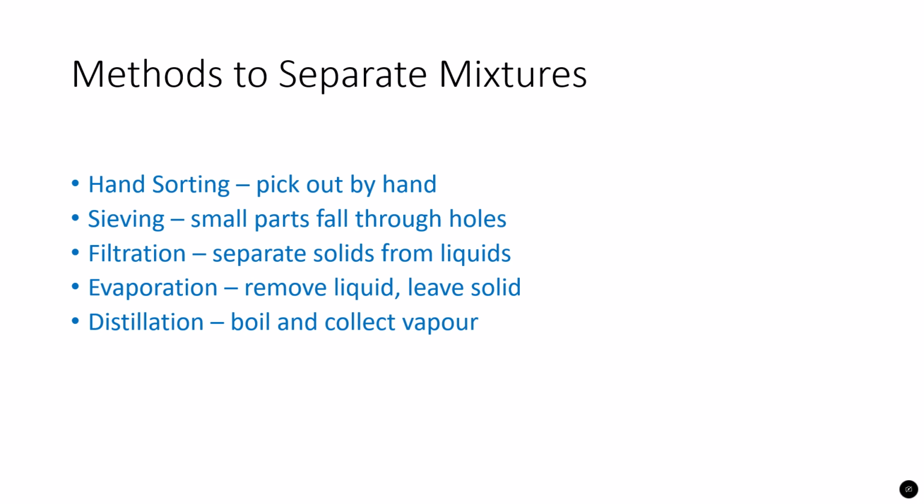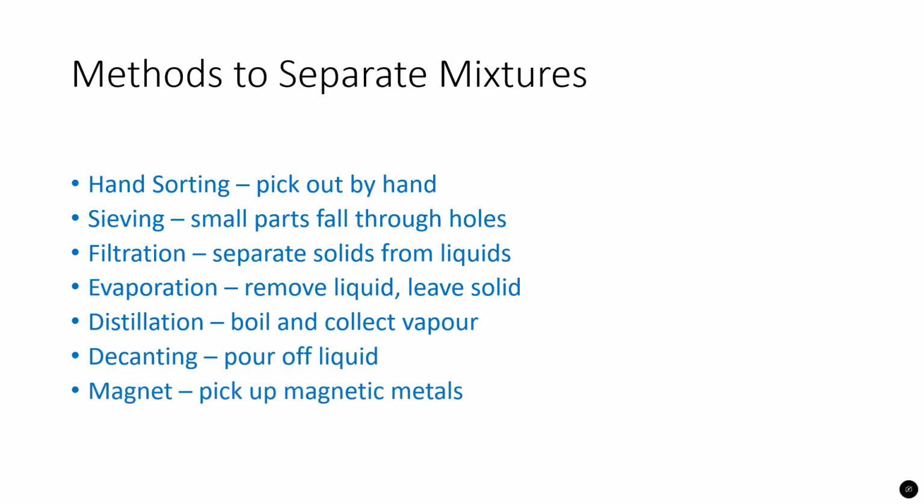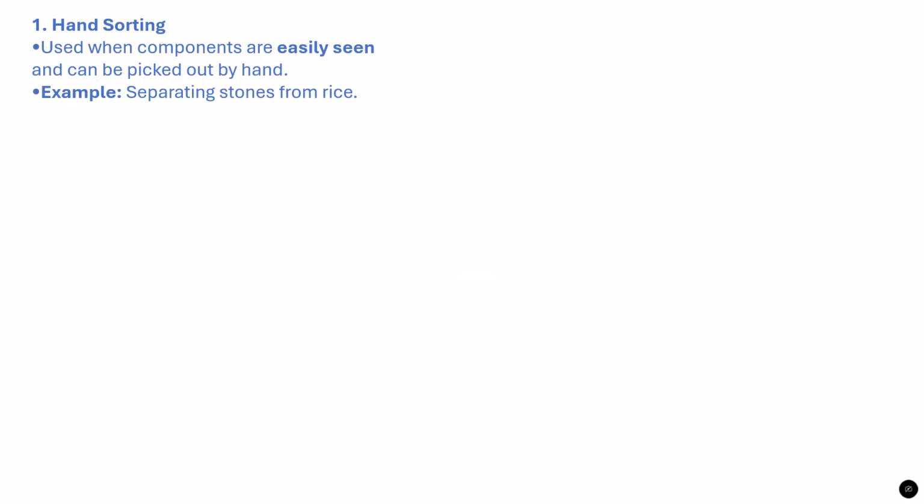Distillation, you boil water and you collect the water vapor. That's the purifying water. Decanting is the pouring of liquid, for example oil and water, it doesn't mix, so you decant the water. Magnet, you pick up magnetic materials and you separate it with a magnet. And chromatography is used to separate colors in ink. Now, you need to know more examples on this.